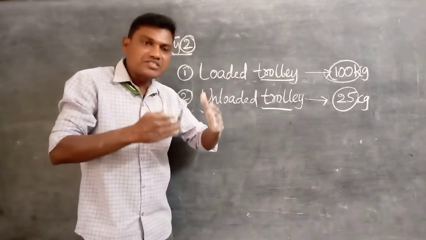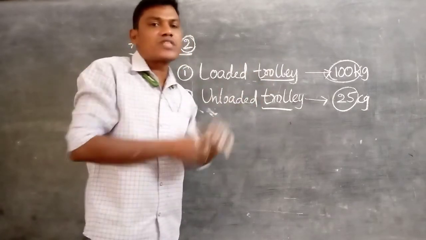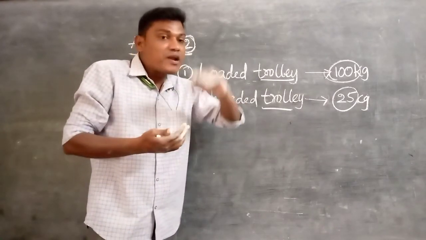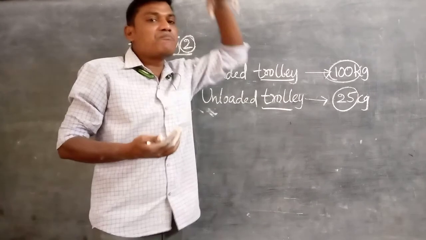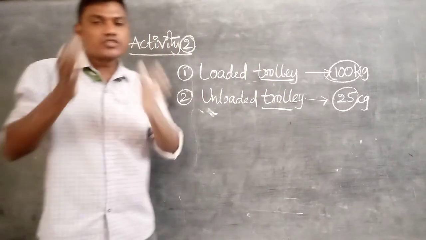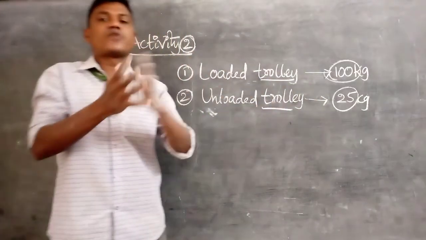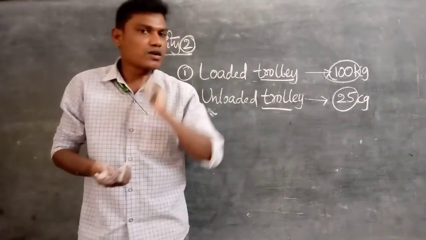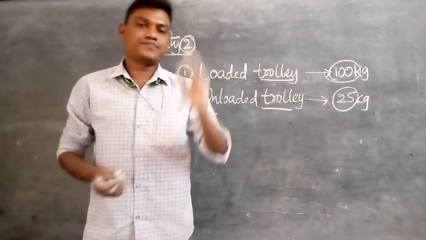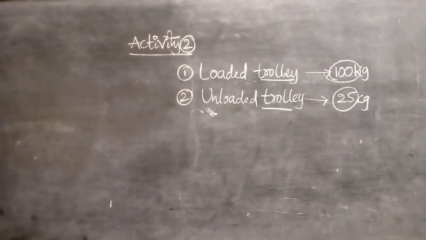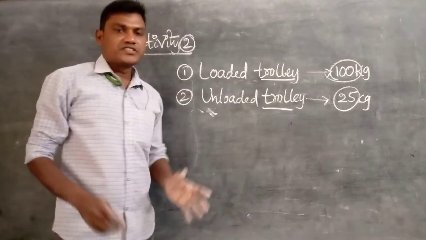That's why the units of inertia and mass are the same, because inertia is a property of matter. Matter has mass, the first common thing. So inertia is measured through mass. What is the SI unit of mass and inertia? Kilogram. The CGS unit is gram.